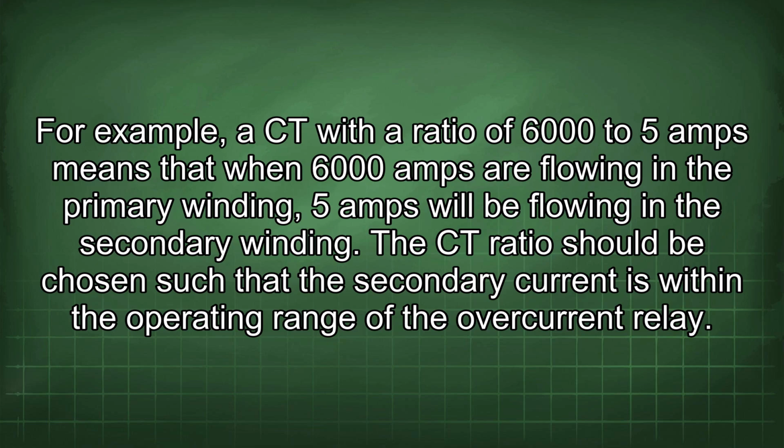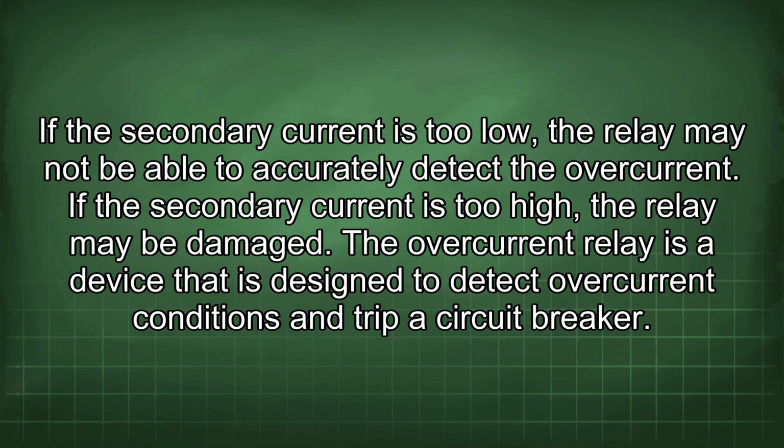The CT ratio should be chosen such that the secondary current is within the operating range of the overcurrent relay. If the secondary current is too low, the relay may not be able to accurately detect the overcurrent. If the secondary current is too high, the relay may be damaged.